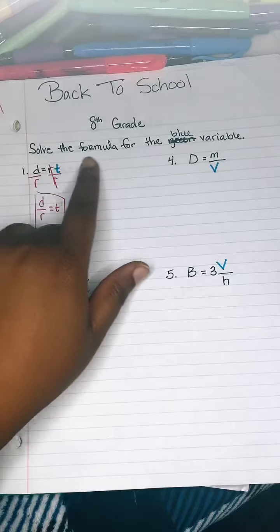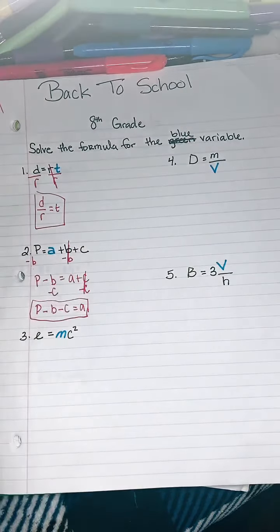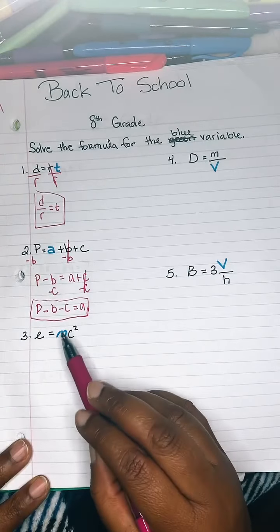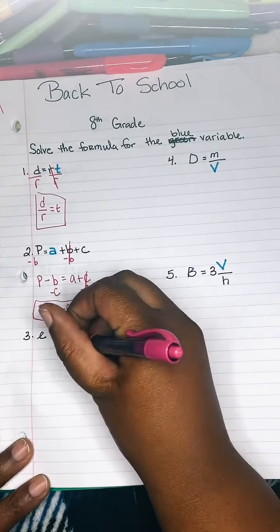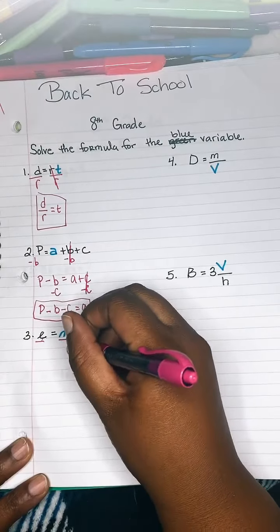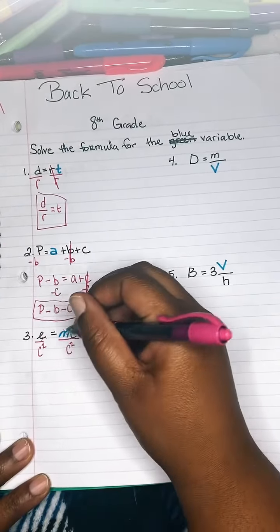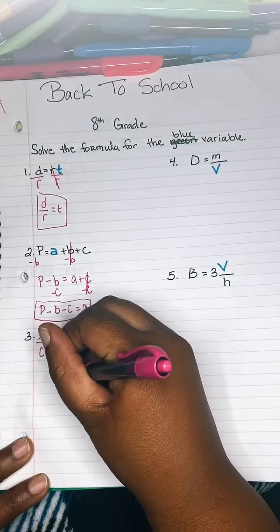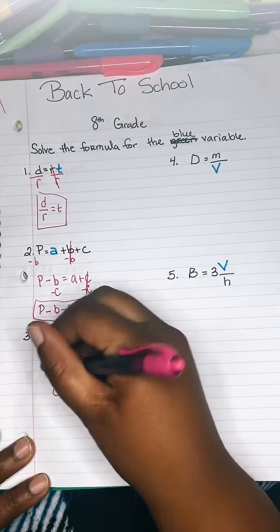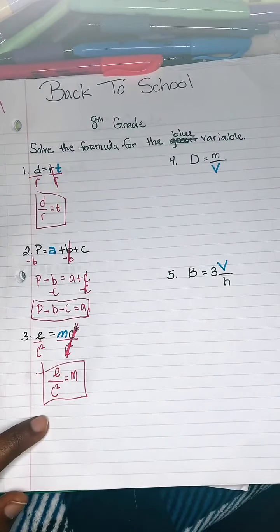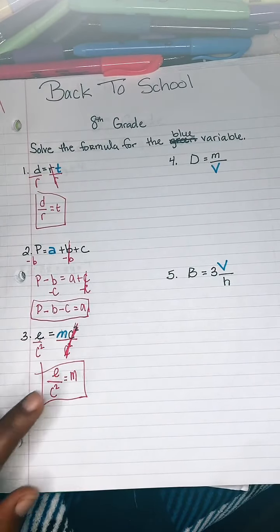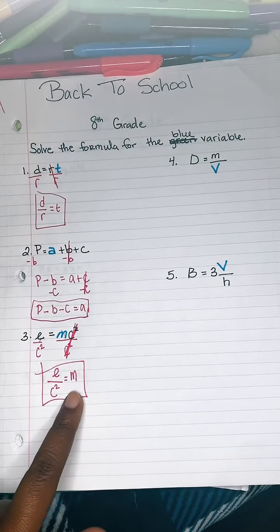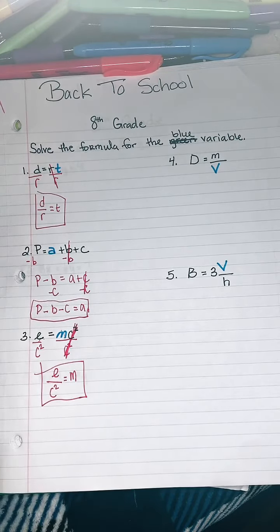But remember, this says solve the following formula for the blue variable. So if I just want the blue variable by itself, remember, these are multiplied together. To undo multiplication, I would divide both sides by C squared. The C squareds cancel, and I'm left with M equals E divided by C squared. And this is my answer. Now, I do not have to square root here because what it's asking me for is to solve for M. So if you did square root, it wouldn't be wrong, but it would just be a lot more steps, like way too much, okay?